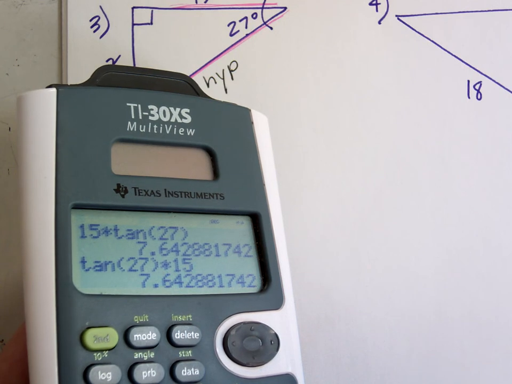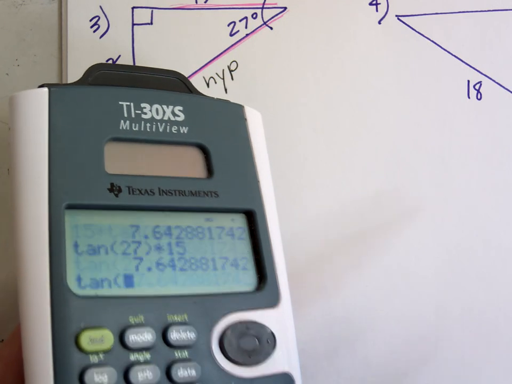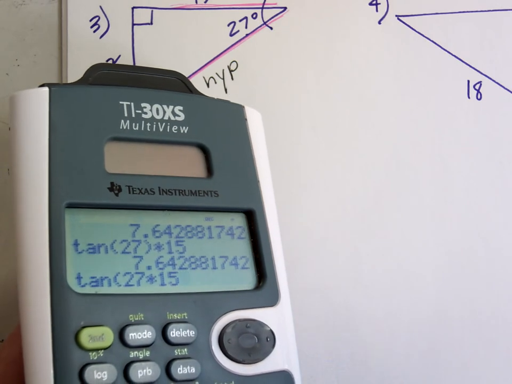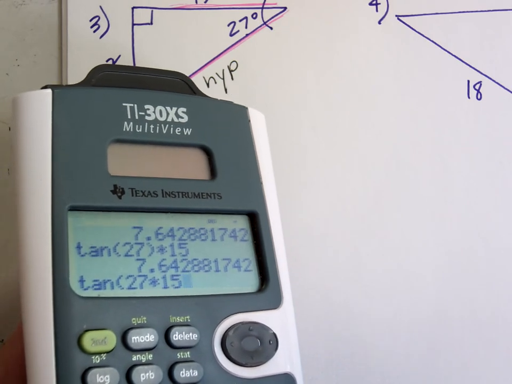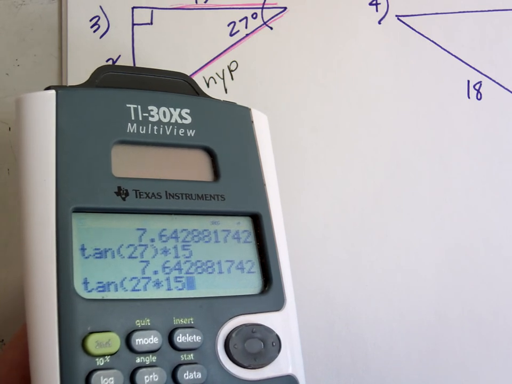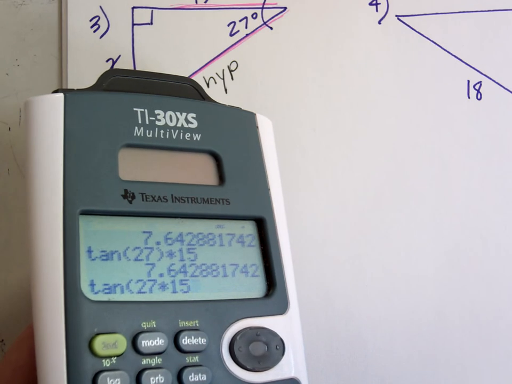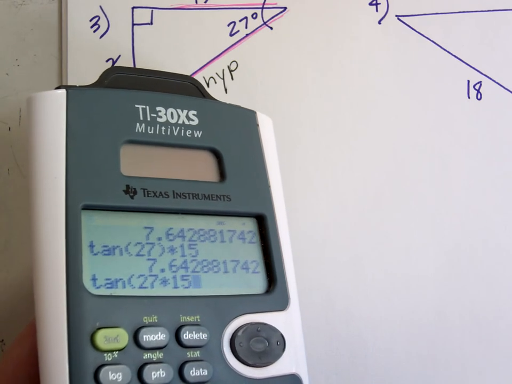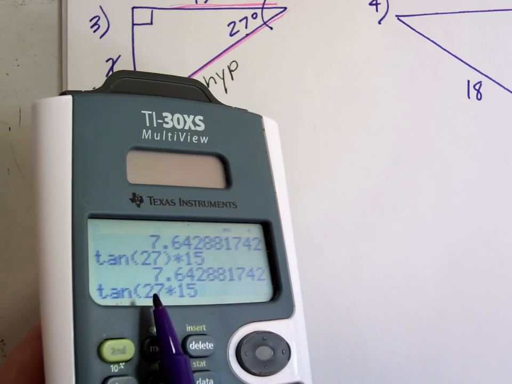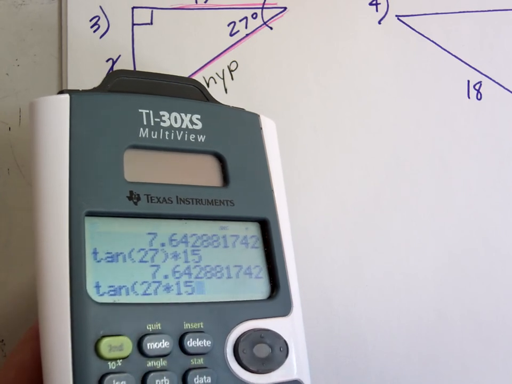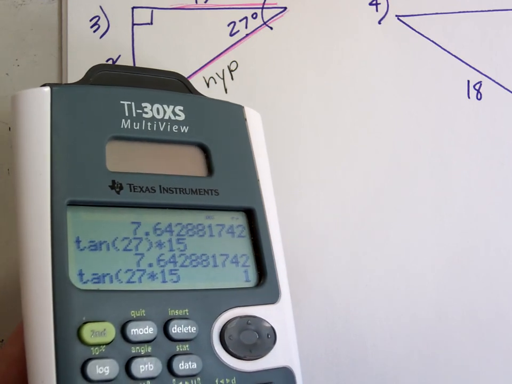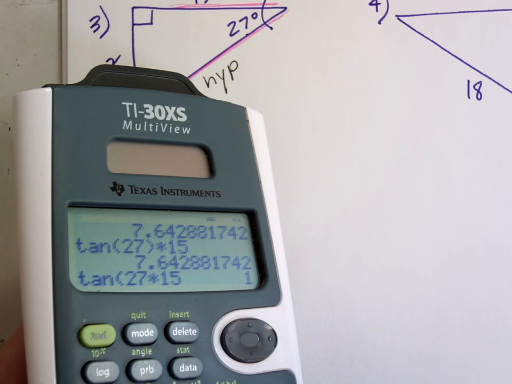If I forget to close the parentheses, if I just type tan 27 times 15, then this is basically telling me that I am taking the tangent of an angle that measures 405 degrees, because that's what 27 times 15 is. That's not what I'm trying to do. I'm trying to do the tangent of a 27-degree angle and then multiply that answer by 15. So don't do this because you'll get the wrong answer. That's the tangent of a 405-degree angle.